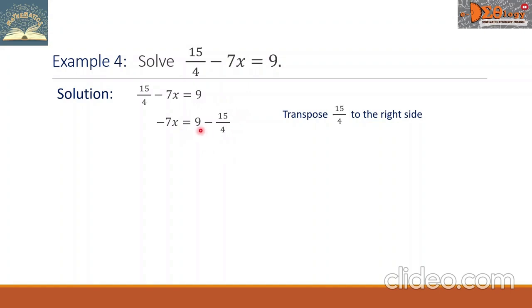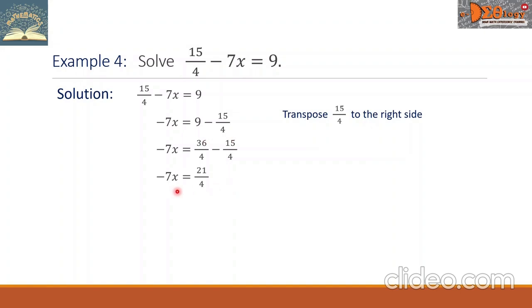This 9 let us express as a fraction with the denominator 4. Let us multiply this 9 by 4, that is 36. We will use that as numerator, then all over 4. Note that 36 over 4 is 9. Now we see here that we have like fractions. That means we can operate on the numerators. 36 minus 15 is 21 all over the common denominator 4.